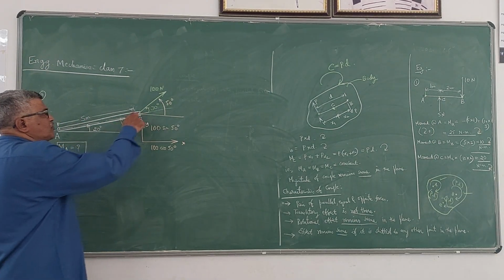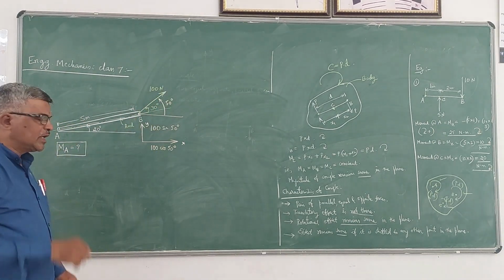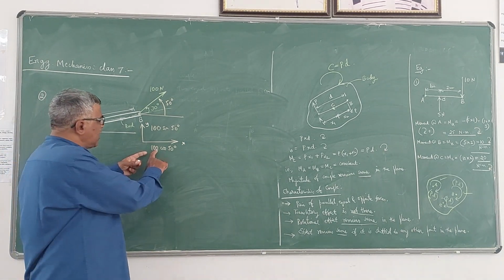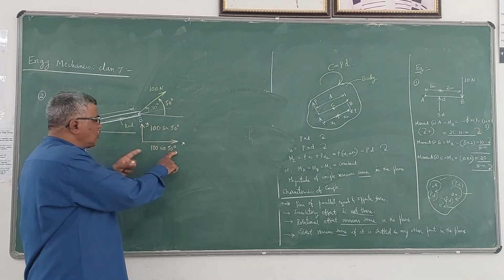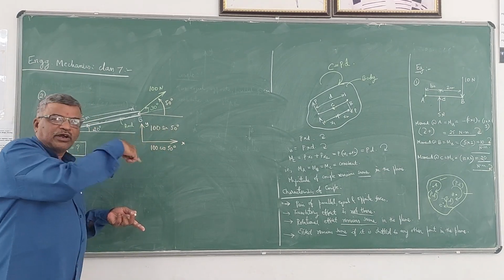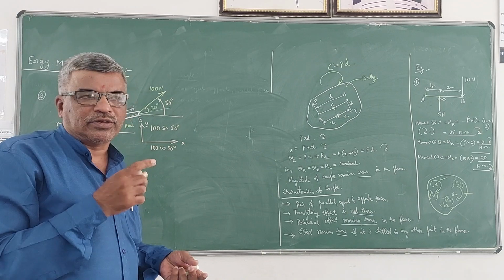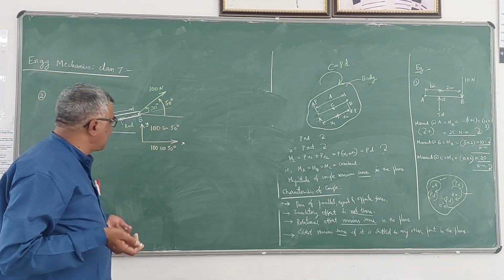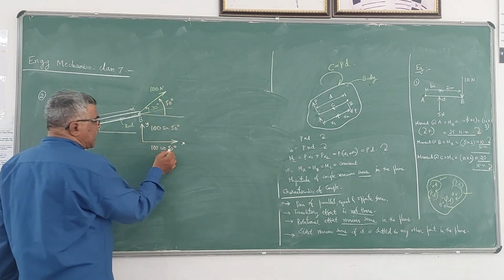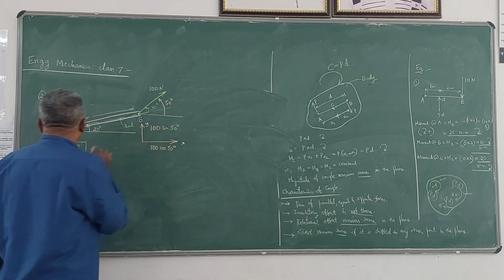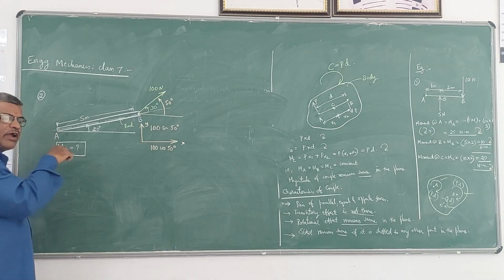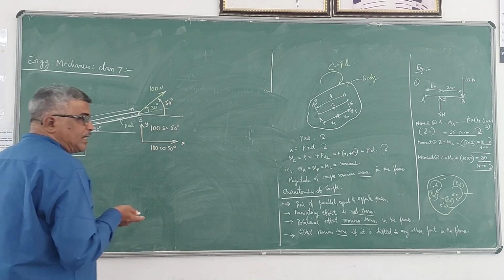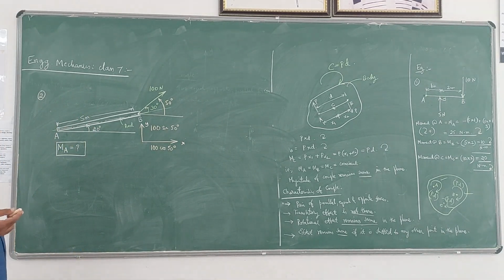Now the moment of this 100 Newton force about the point A is nothing but the moment of this 100 cos 50 force about the point A plus the moment of 100 sin 50, that means you have to add. You have to take the algebraic sum. Add means algebraic sum. If it is clockwise, it is positive. If it is anti-clockwise, it is negative. So you have to take the moments of these two forces about the point A and take the algebraic sum. For finding the moment, we need the distances to the lines of action of the force.